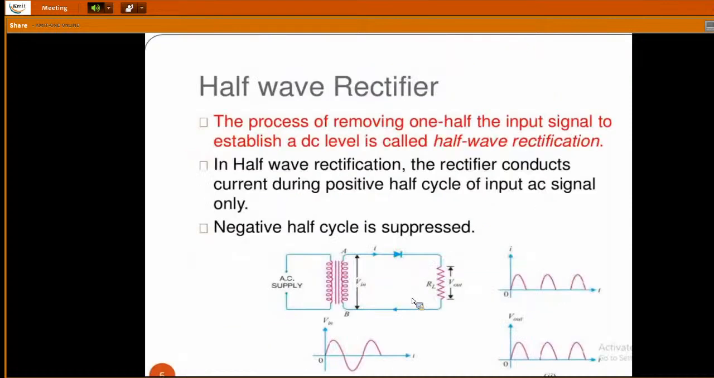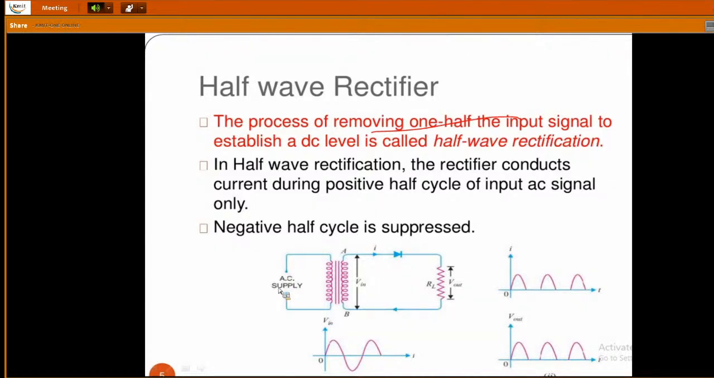Now we'll see the circuit diagram for this half-wave rectifier. Now what is a half-wave rectifier? Till now we discussed the process of removing one half of the input signal to establish a DC level, which is called a half-wave rectifier. That means it will allow only one half of the signal. In a half-wave rectification, the rectifier conducts the current during the positive half cycle of the input AC signal only. The negative half cycle is suppressed.